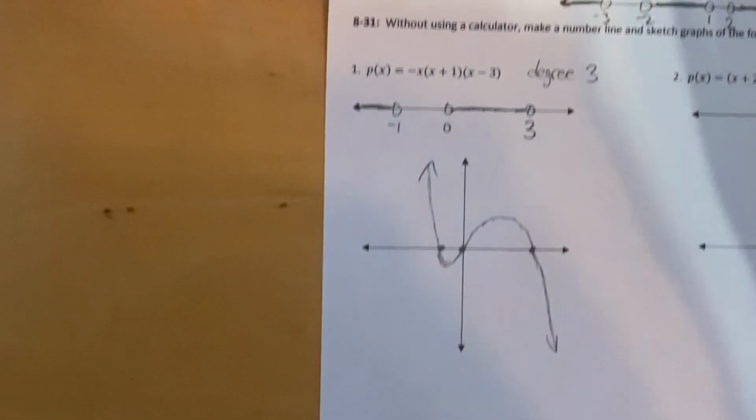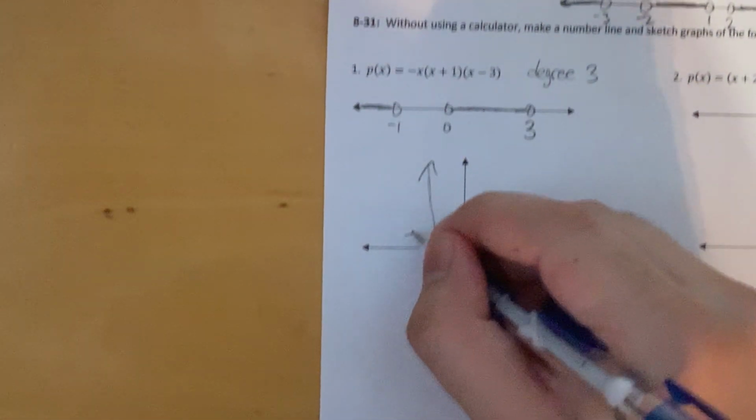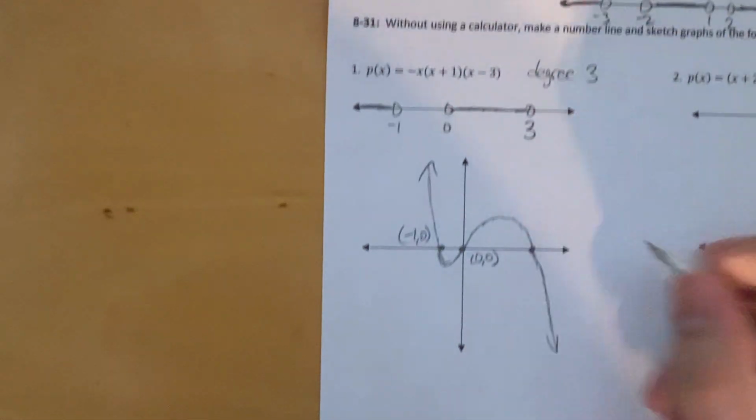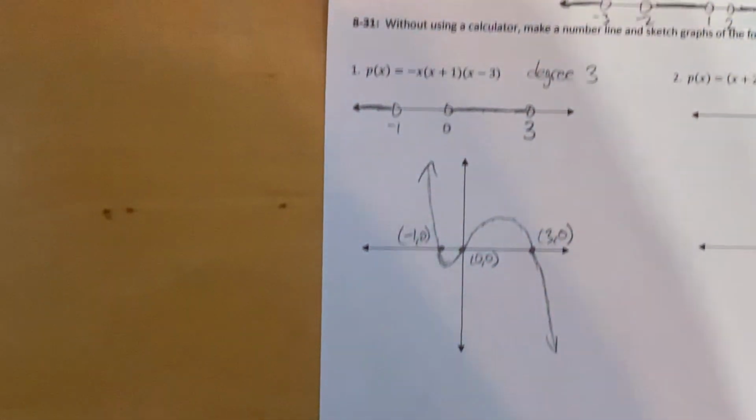All right, so let me label my points. -1, 0. This one is easy, 0, 0. And 3, 0. Good to go.